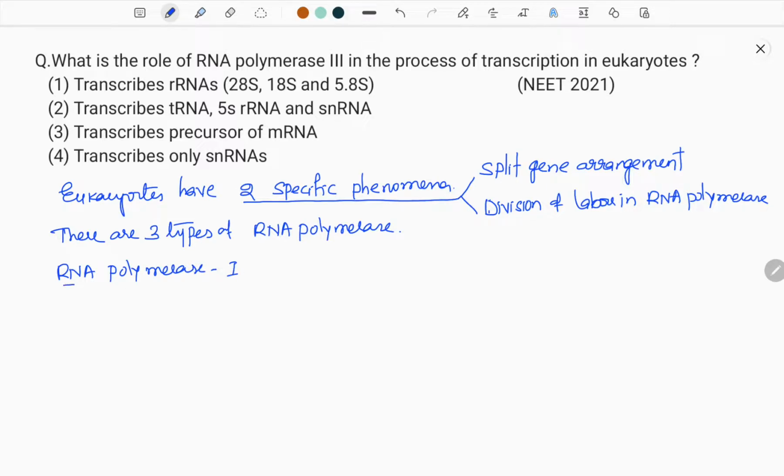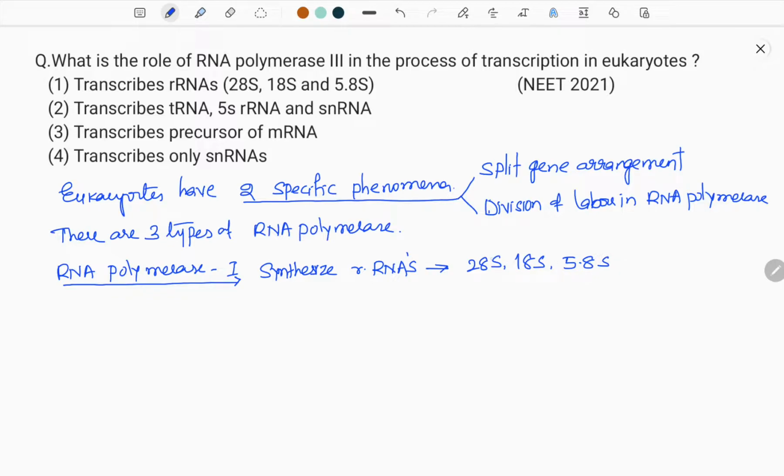RNA polymerase means, remember, it is an enzyme. An enzyme is made up of proteins. So this enzyme will synthesize rRNAs, that are ribosomal RNAs. What are these rRNAs? They include 28S rRNA, 18S rRNA and 5.8S rRNA. These three rRNAs are synthesized by RNA polymerase 1.